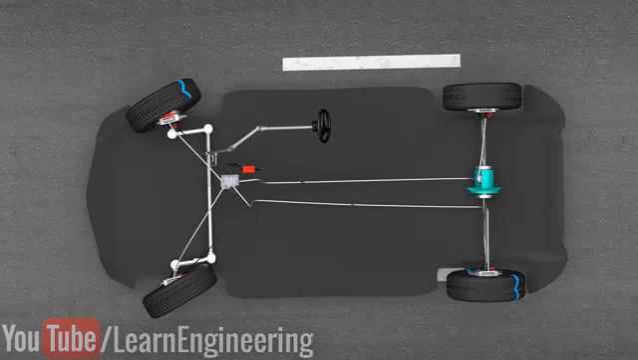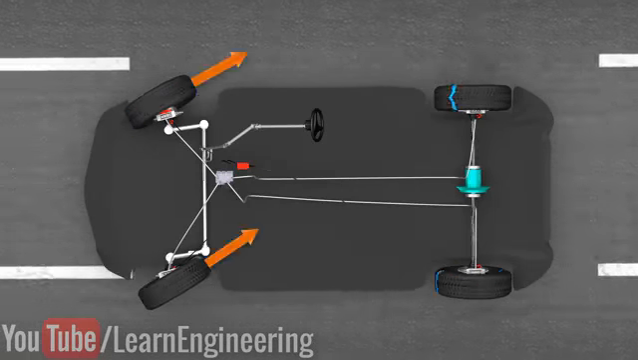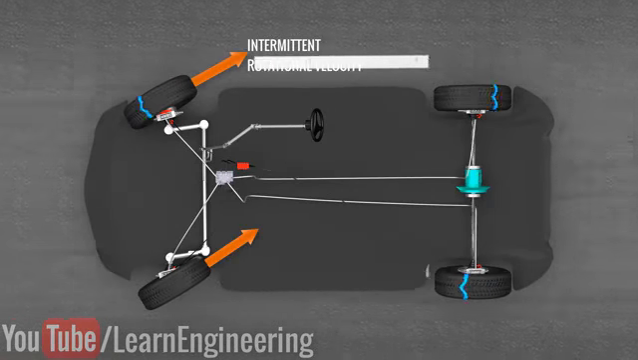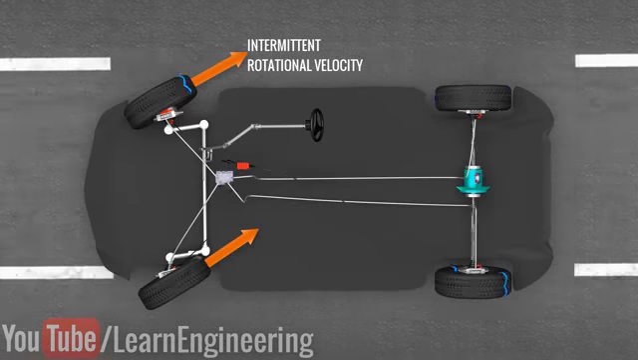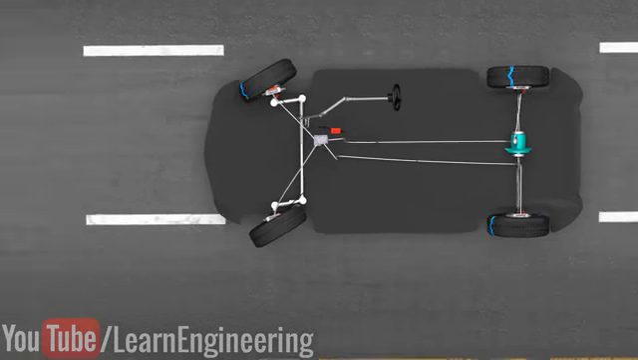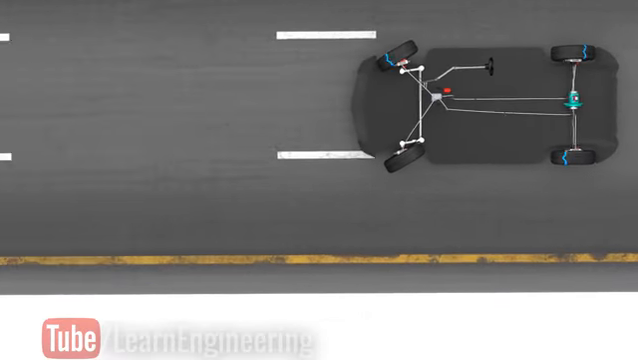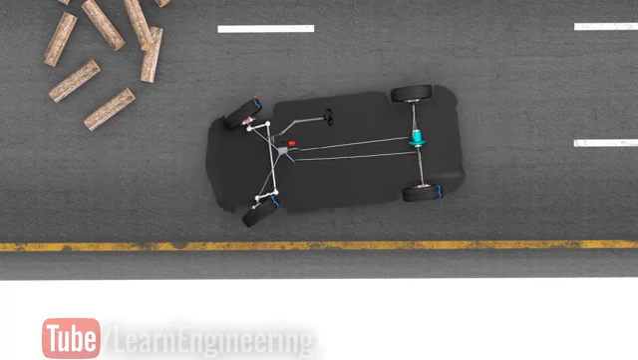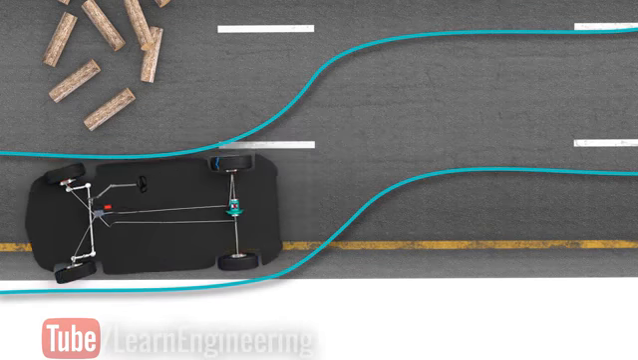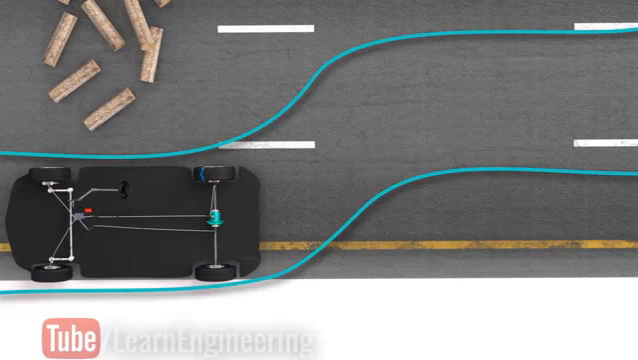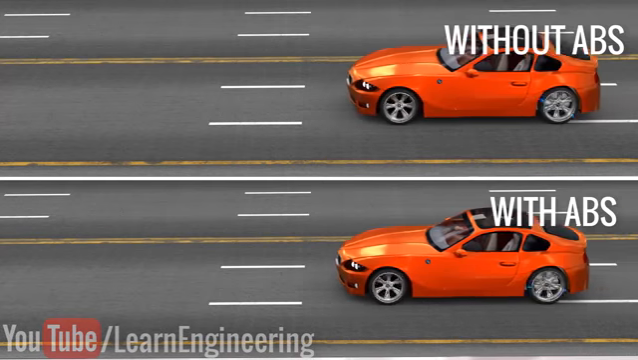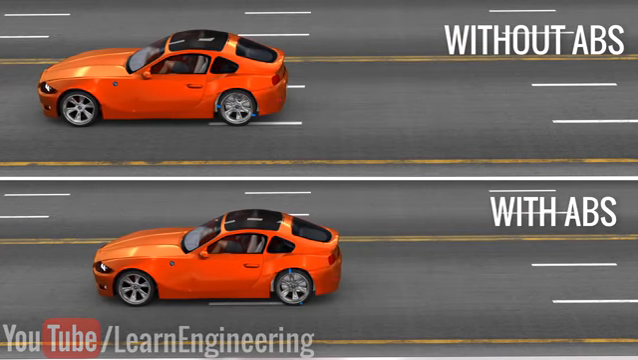You can immediately see the effect of this intermittent wheel rotation on steering. Here, the wheels will have a rotational velocity component. This will definitely allow the steering to function, and the driver will be able to steer the vehicle even during the braking. But the big question here is, how does the action of intermittently releasing the brakes reduce the braking distance?